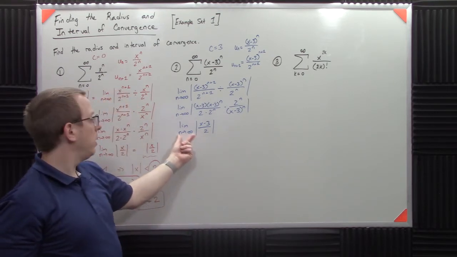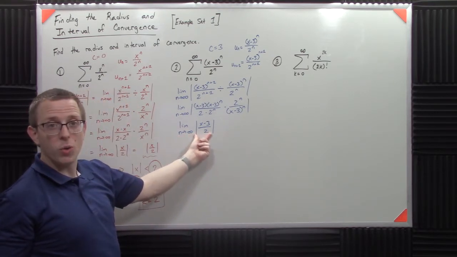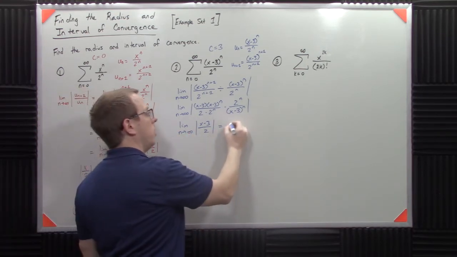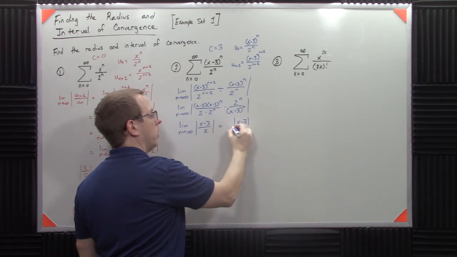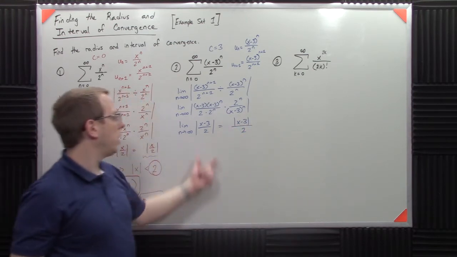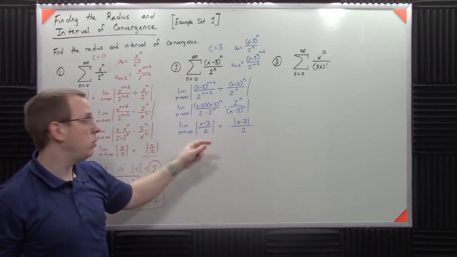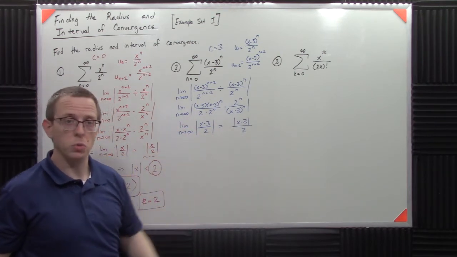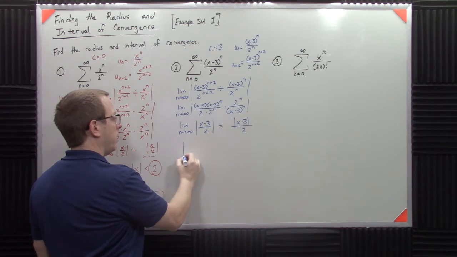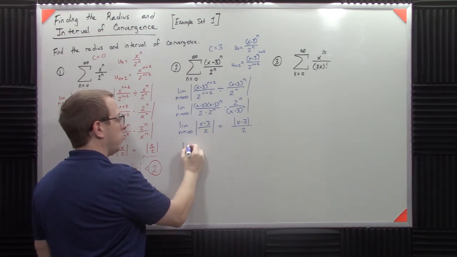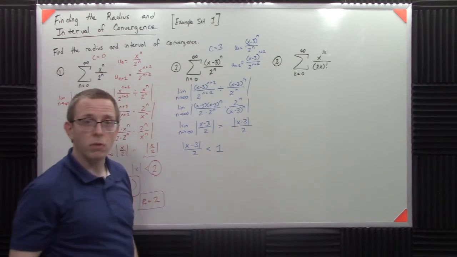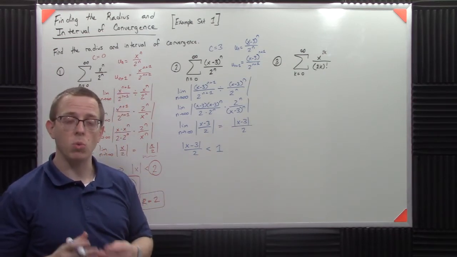Now this limit is a limit in n, but there are no n's here, so this is treated as a constant as far as the limit is concerned. So I have |x minus 3| over 2. Now I can also do that because the absolute value splits over top and bottom, and the absolute value of 2 is just 2. So what I know is that if I can show that this limit is less than 1, then it converges.